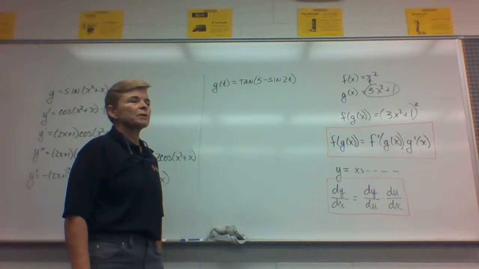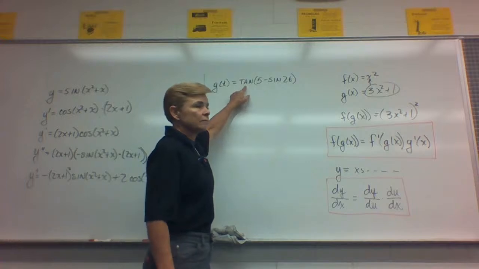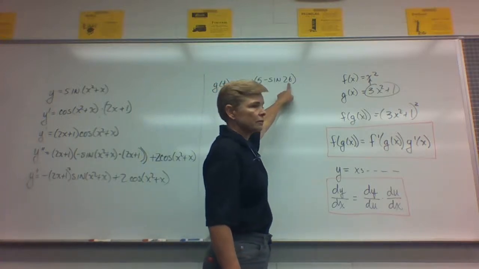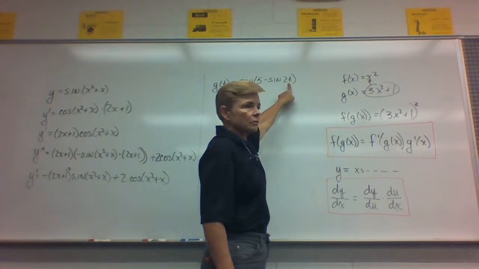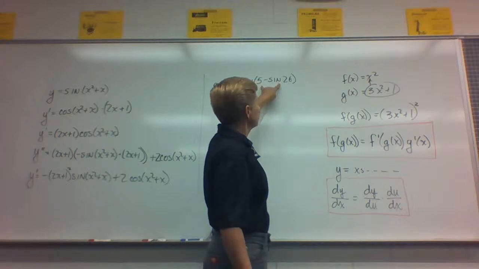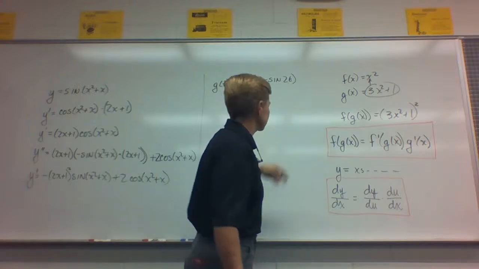Can you see the 3 pieces of chain here? The 3 links? We will have to derive tangent. We will have to derive this. And we will have to derive this. It's like f of g of h. F would be tangent of x. G would be 5 minus sine of something. And h would be 2t. We have three chain links here.